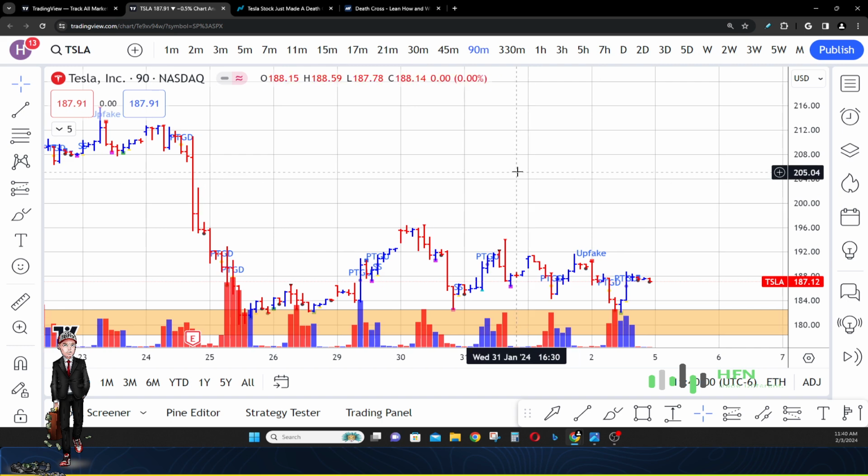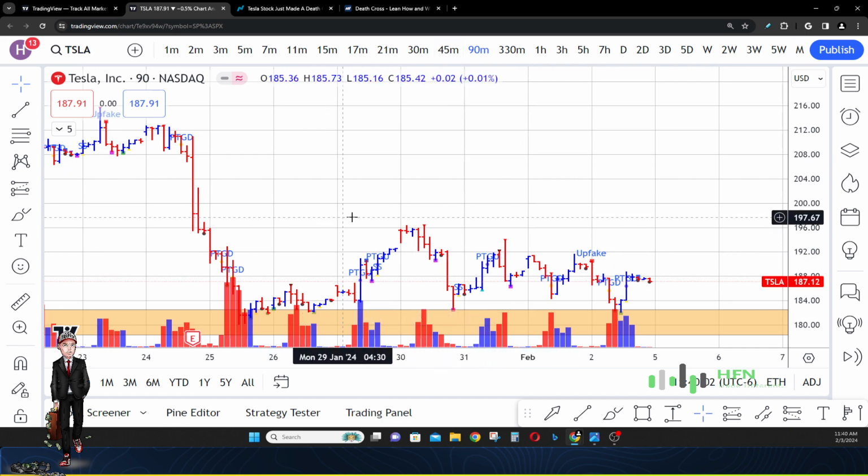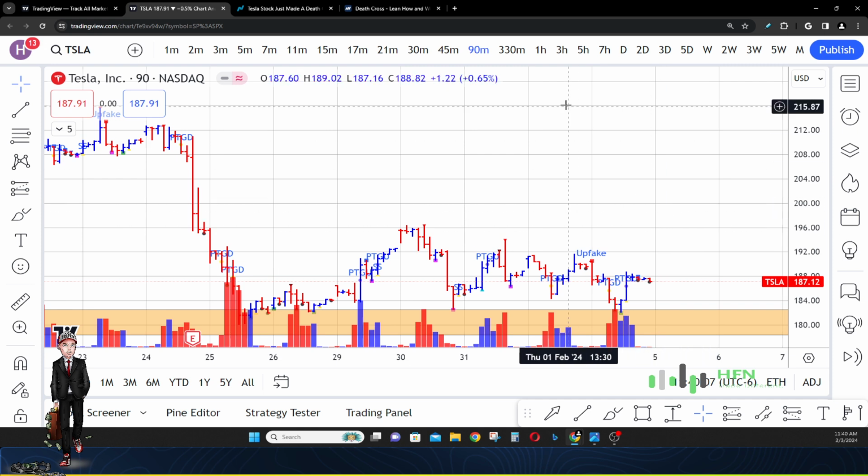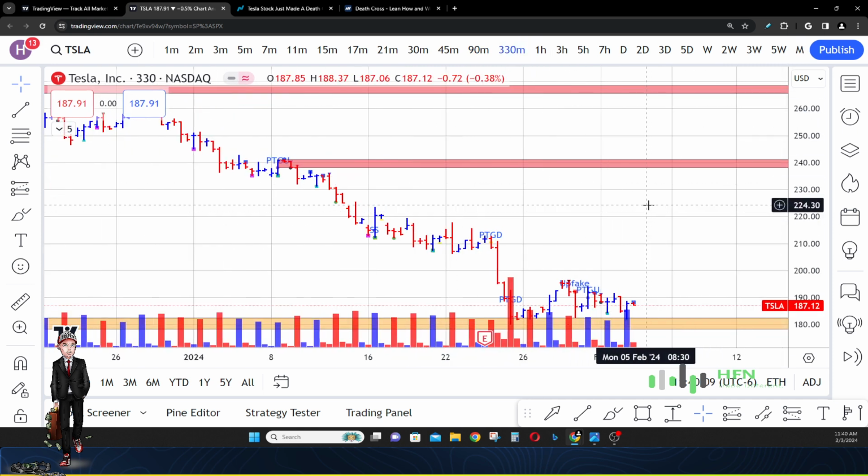Look at this on the 90-minute chart. Yeah, we're definitely seeing buyers hitting the market in Tesla now. They're not letting this price fall below our buy zone. I like that here on the 330-minute chart. So let me tell you this, as I'm quickly transitioning through these time frames, I'm looking for the market in Tesla to go up in the short term, because I'm going to show you something on the long-term chart that makes it seem as if Tesla may continue to go down and follow that death cross.